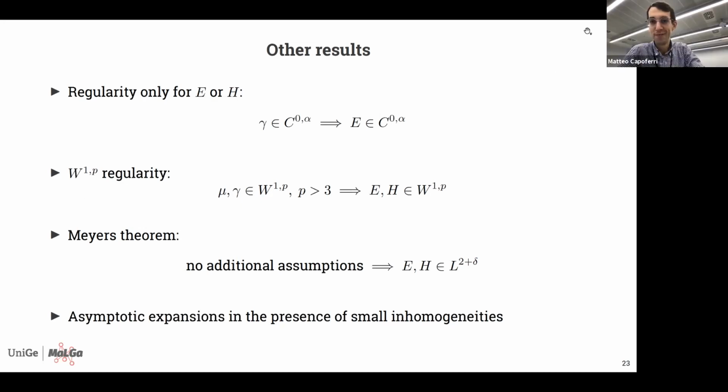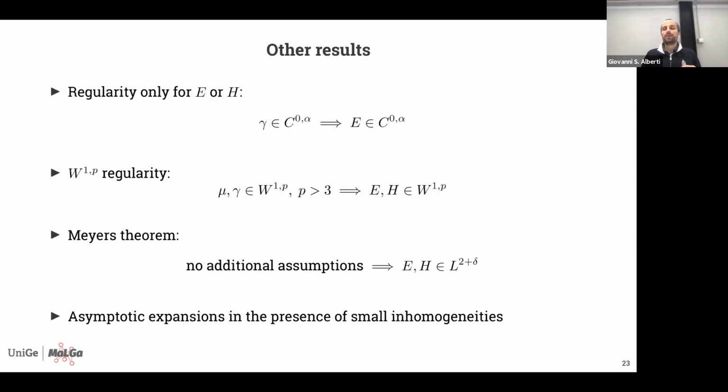So more questions. Can I ask something? Please go ahead. So in this slide, this result about the W1P regularity. It seems to me that you need to require P greater than 3 in order to apply this classical W1P regularity result. Is it correct? I was wondering if you could reach P equal to 3, so that you would have the critical embedding for the Sobolev embedding theorem.